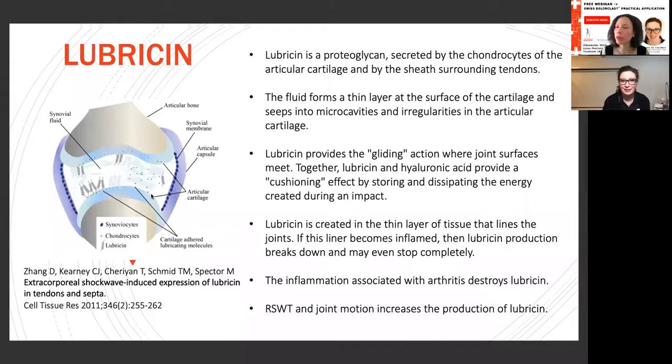Ina, I have a quick question. Is lubricant decreasing when you're getting old? Yes. Okay, so it's a degenerative process. Yes, unfortunately. Yeah, that's right.